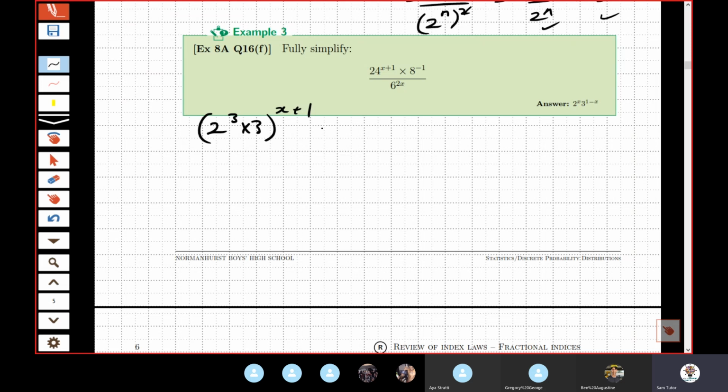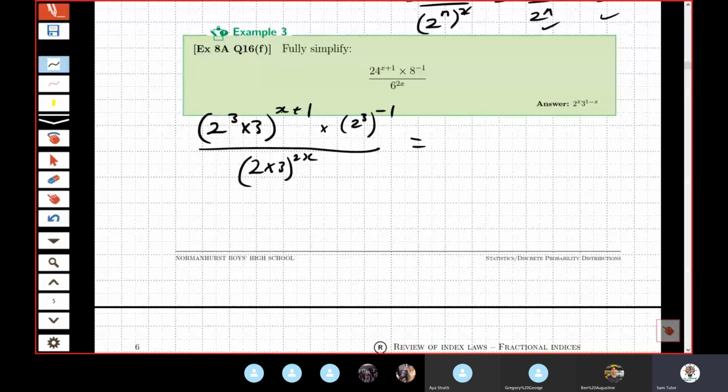24 to the power of x plus 1, times 8, which is 2 cubed. The reason why you break things down into the lowest factors is because once they are the lowest bases, at least they're going to be the same, so we can use our index laws. This becomes 2 to the power of 3, and then you're going to multiply this in using your power to power.